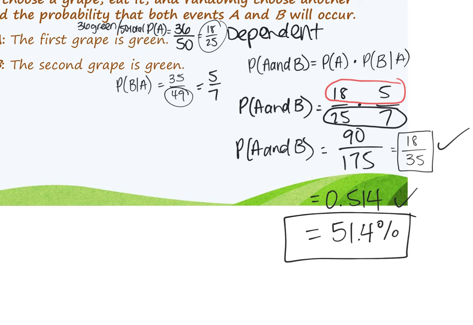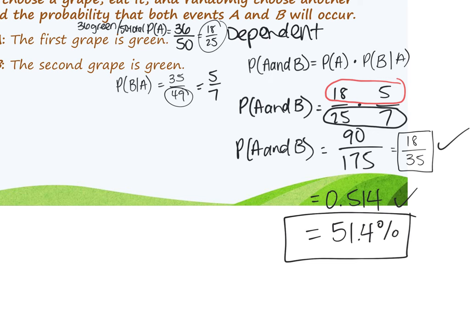36 over 50. Because we have the same likelihood of picking the green grape both times. So it would be probability of A times probability of B. Do you guys see the difference there? So with replacement, your probabilities are going to stay the same. It's a fixed probability. But when you have dependent events where you don't replace it, you have to assume that the first event happened. So something's going to change in your probability.